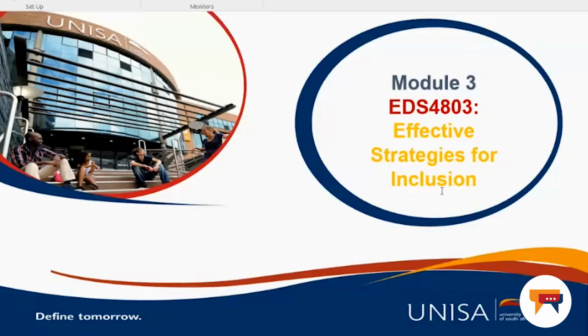Now, this third module in the package is called Effective Strategies for Inclusion, and we're going to be focusing on the practical classroom-based approaches, as we call them, strategies that you can adopt to meet your learners' diverse needs. And the learners we're referring to in this module will have a range of barriers to learning or disabilities.